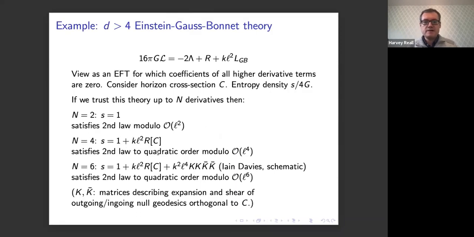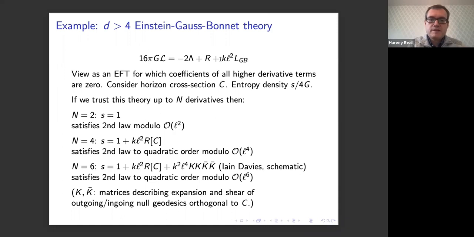So let me give you an example of how this works for a particular theory. I discussed Einstein-Gauss-Bonnet earlier. Let's return to that example. So Einstein-Gauss-Bonnet is a theory where we have these 4 derivative terms in the action. Remember, this is quadratic in curvature.